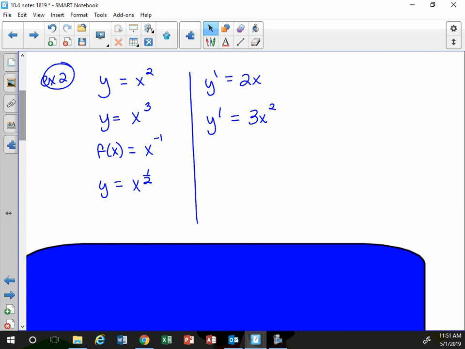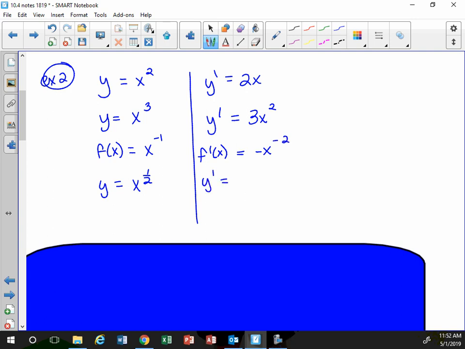All right, guys, so if y equals x squared, derivative is 2x. Y equals x cubed, your derivative is 3x squared. So what do you think? If f of x equals x to the negative 1, any ideas on what f prime of x is going to equal? Negative x to the negative 2. Good. And if y equals x to the 1/2, what is y prime going to equal?